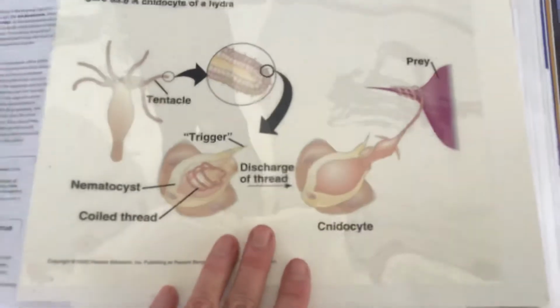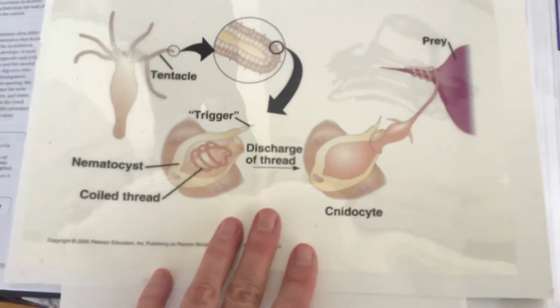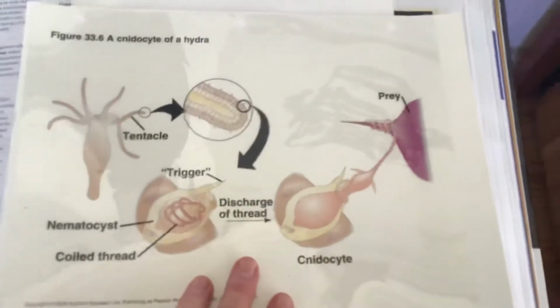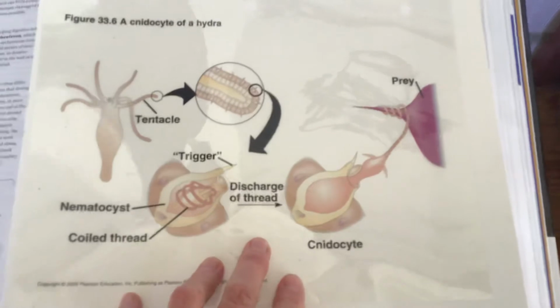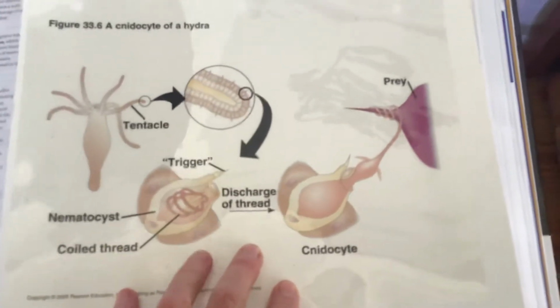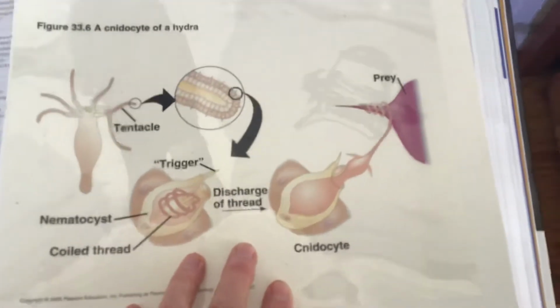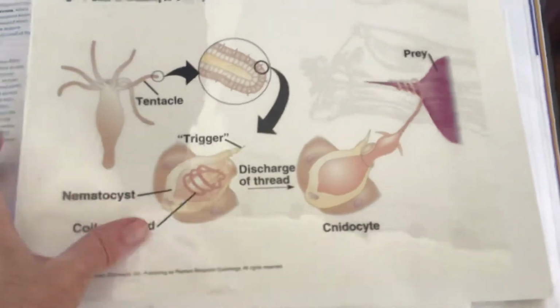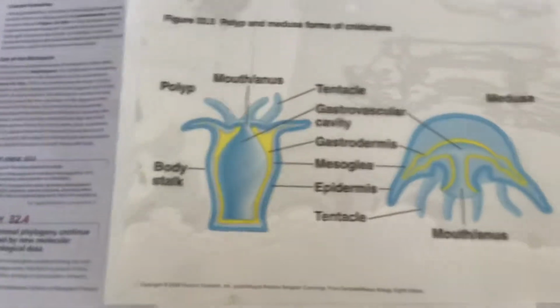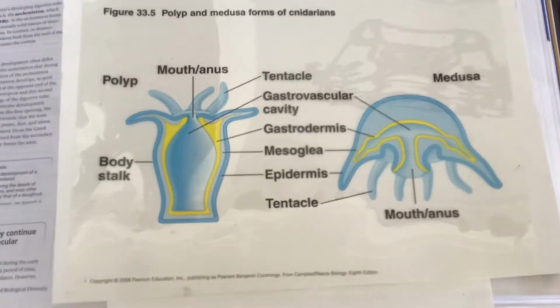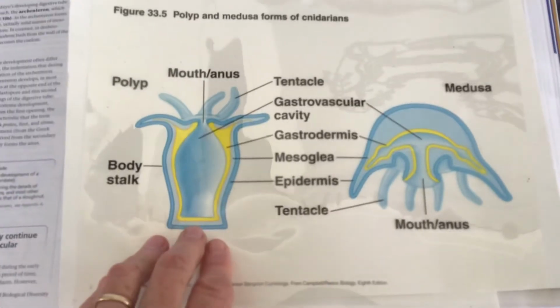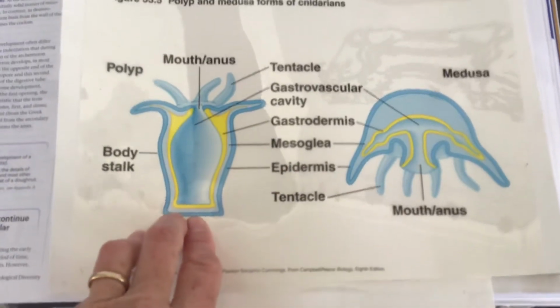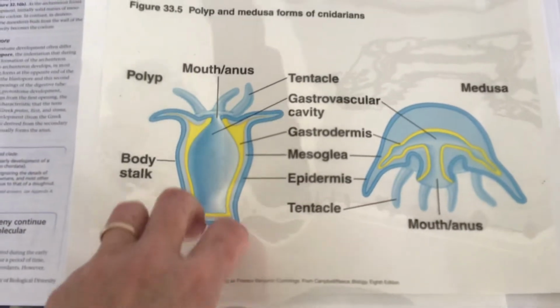And sometimes the stinging is quite dramatic or quite toxic. So we'll talk more about some of the types of organisms, but those of you that grew up in Florida, you know about man-o-war. So man-o-war would have these cnidocytes. All right. Now here's just a representation of the polyp and medusa stage. So again, the polyp is sessile. It's going to be attached to something. And it has the main body part.